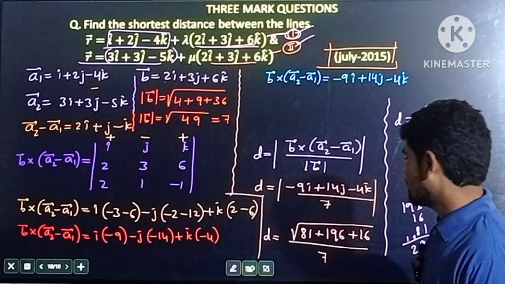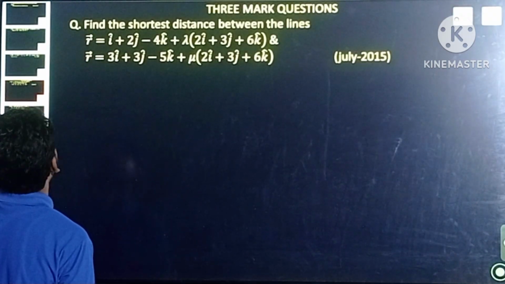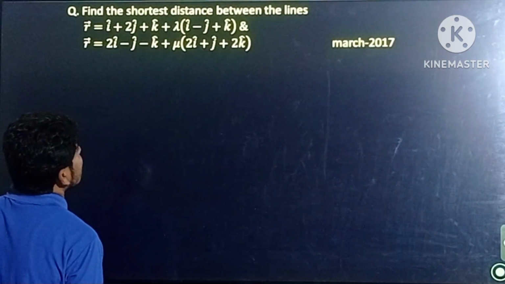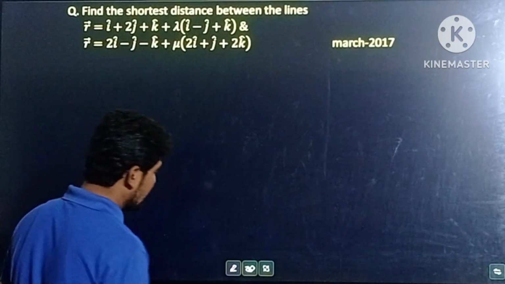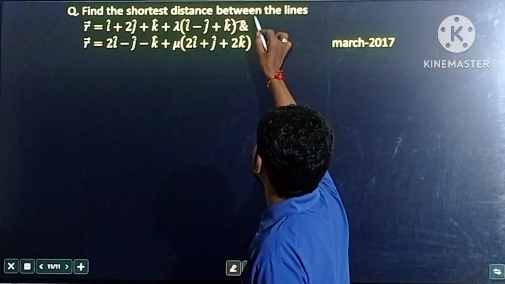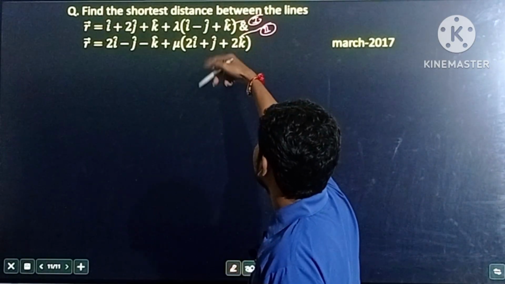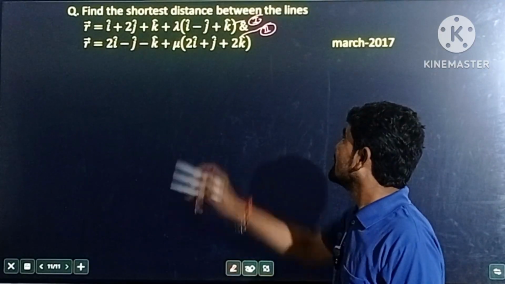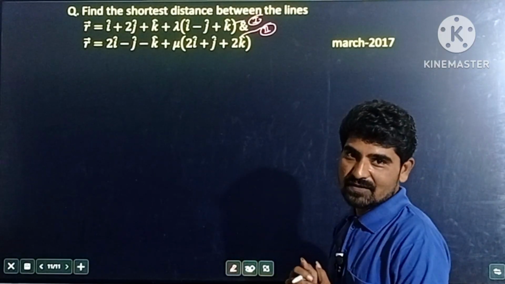So now let's start the next question, and the next question is: find the shortest distance between the lines. In this question also we need to identify the shortest distance between the two given lines. Let's say this is the first line and this one is the second line. So observe here that the direction vectors of both the lines are different from one another. It means these are skew lines.